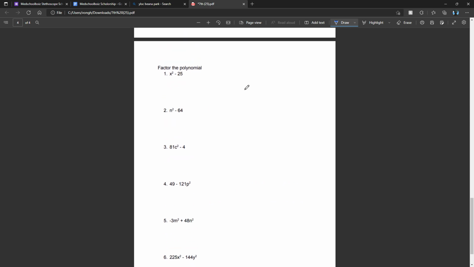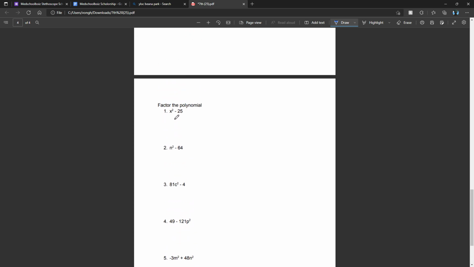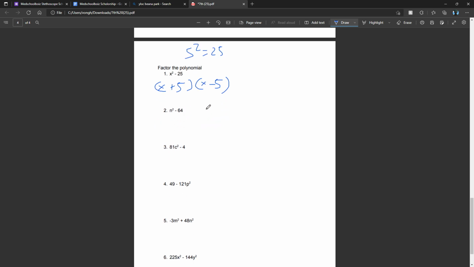Now let's get to factoring the polynomial. To factor x squared minus 25, first let's look at the sign. Since it's a minus here, it's going to factor like this. We first look at the number here, which is 25. We know that 25 is a perfect square, because 5 squared equals 25. So we write 5 here, and since it's a minus, it's going to be opposite signs, so minus. That's how you would factor it.